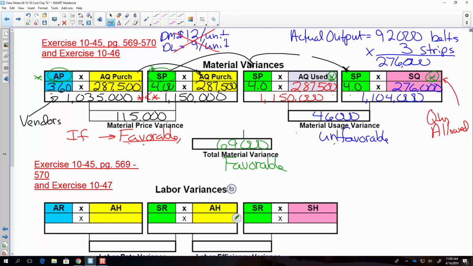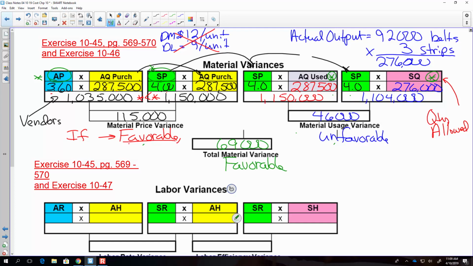What do you think, guys? It's got to be better than FIFO weighted average, right? I mean, it seems pretty simple. It's not as confusing. Yes. I mean, it's much more direct, is it not? Yes. Good. Let's make our journal entries quick for just the materials.